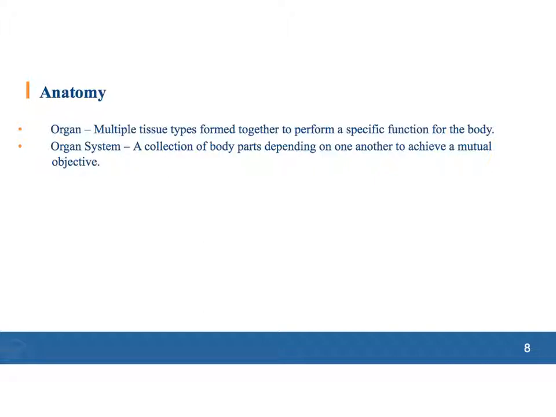An organ is multiple tissue types formed together to perform a specific function for the body. The human body contains multiple organ systems. An example of an organ would be the heart.